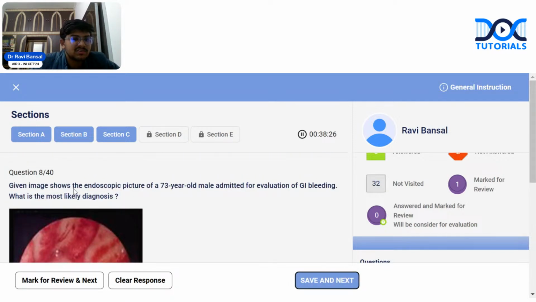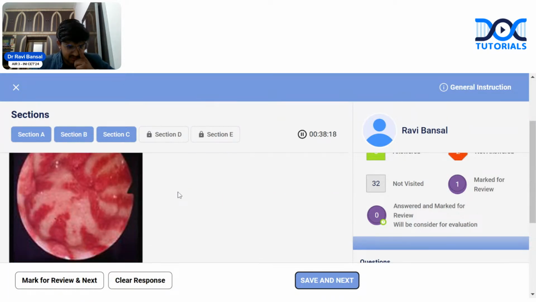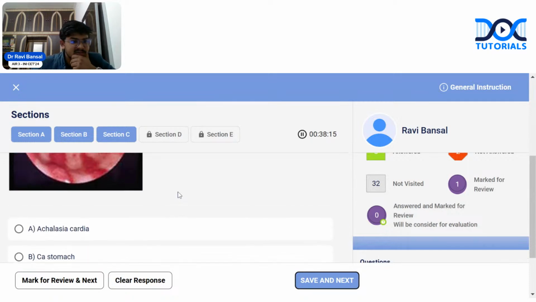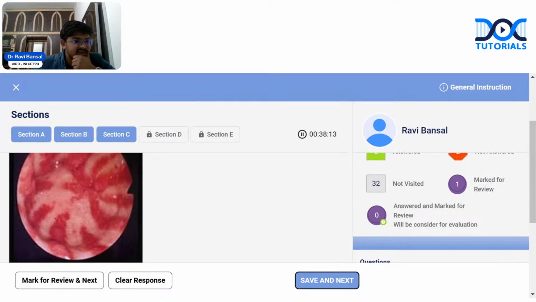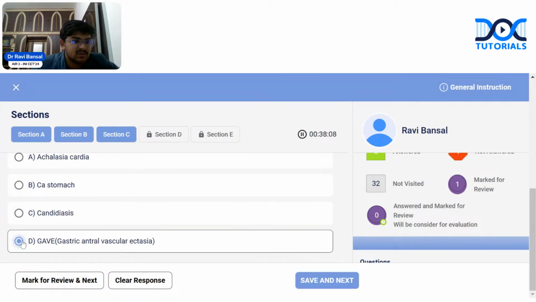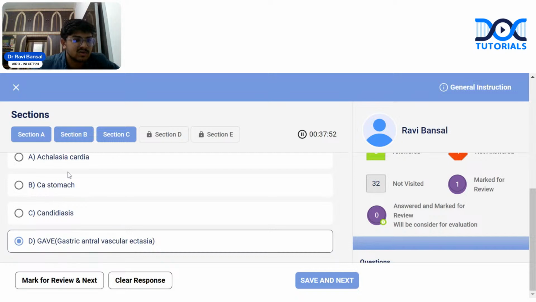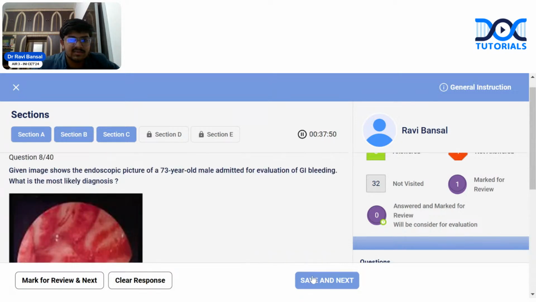What is the most likely diagnosis? Endoscopy picture of a 73-year-old male admitted for evaluation of GI bleeding. So this is a watermelon stomach-like appearance. This looks like GAVE, gastric antral vascular ectasia, because there are red stripes. So, watermelon stomach. Candidiasis, they will not give a picture of the stomach; they will show an HIV patient with an esophagus endoscopy picture. Carcinoma stomach, there will be a mass. Achalasia, they will give a barium study, not endoscopy.